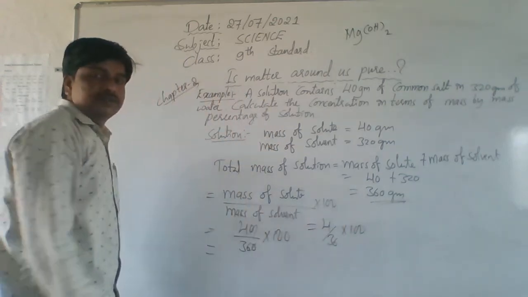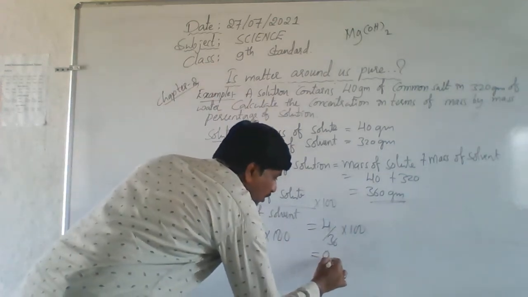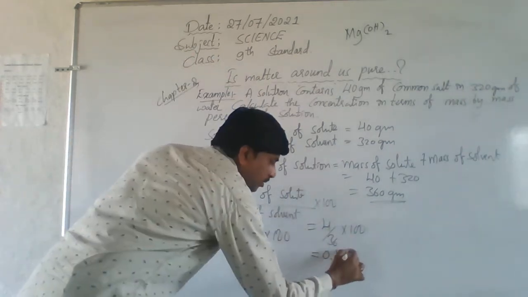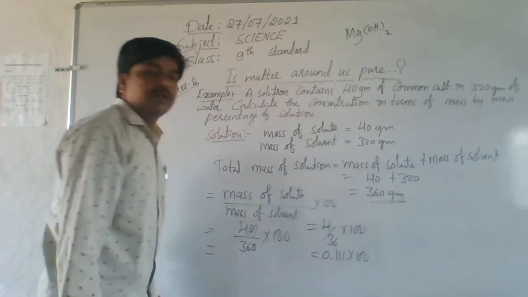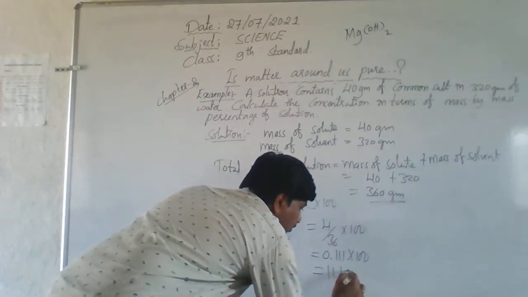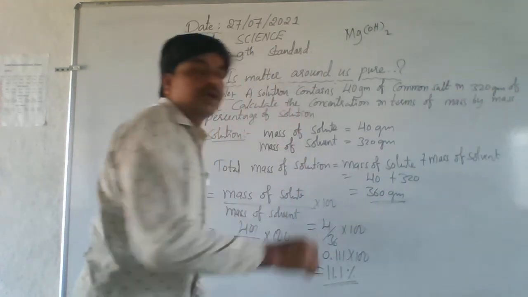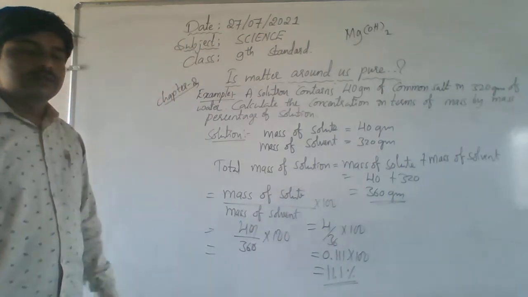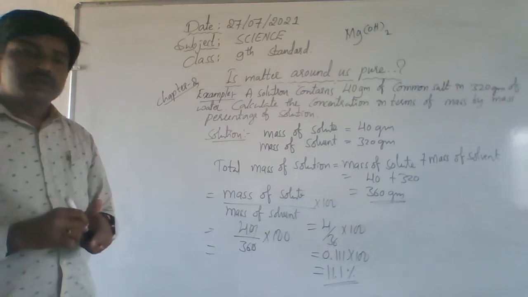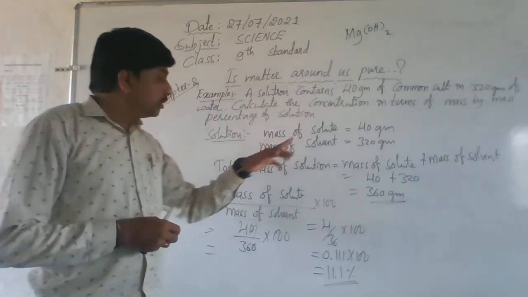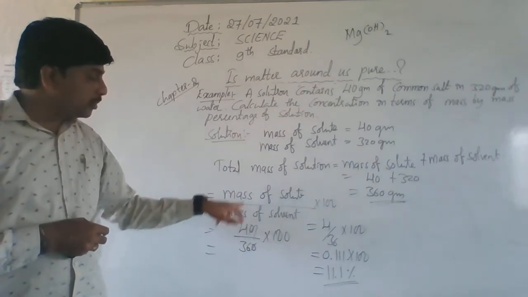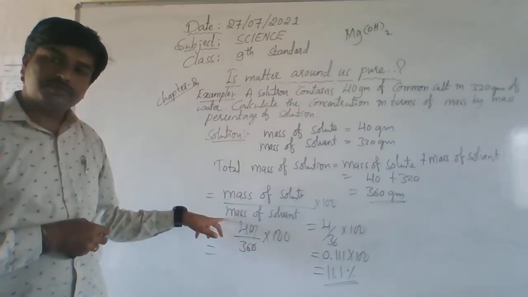Just divide it and simplify. You get 0.111, and multiply this with 100. You get 11.1%. So this is how to calculate the concentration of solution by using mass by mass percentage of solution.